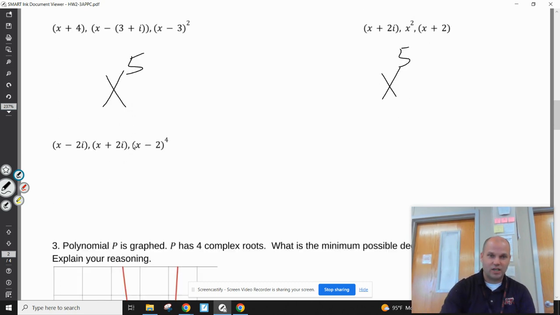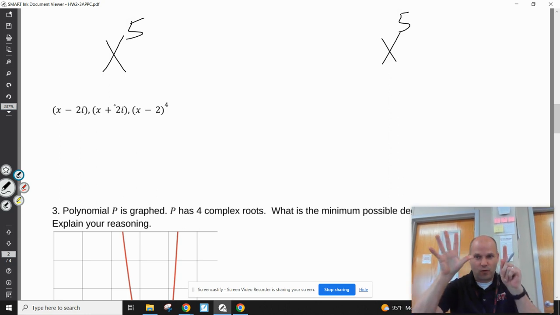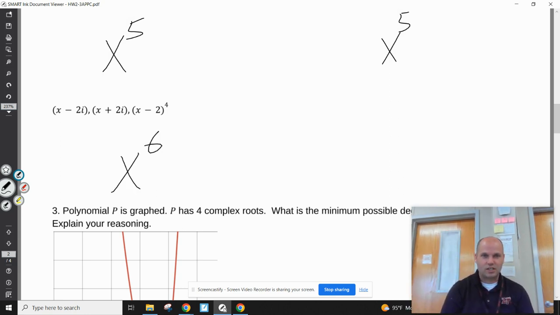It's a little bit redundant. Oh, this is a good one. x minus 2i. x plus 2i is its pair, its partner. It's the plus or minus an amount of i. That's it. You don't have to have 4. The least possible value are these two complex roots, and then the 4 real roots we see at x equals 2. This does not have to be more than 6. This is just 6. You're given the complex roots.